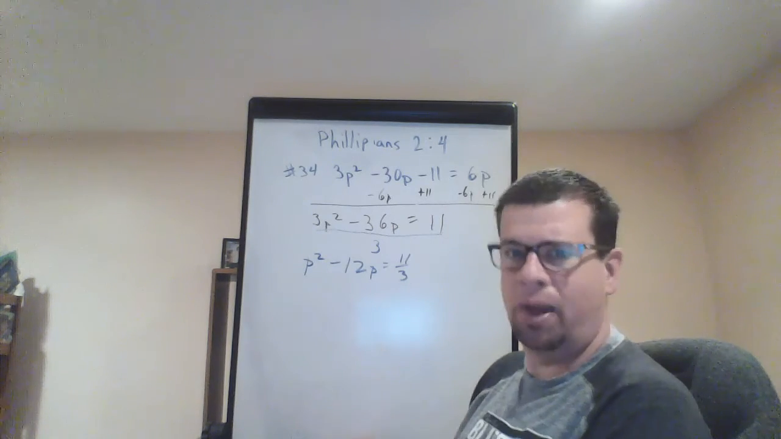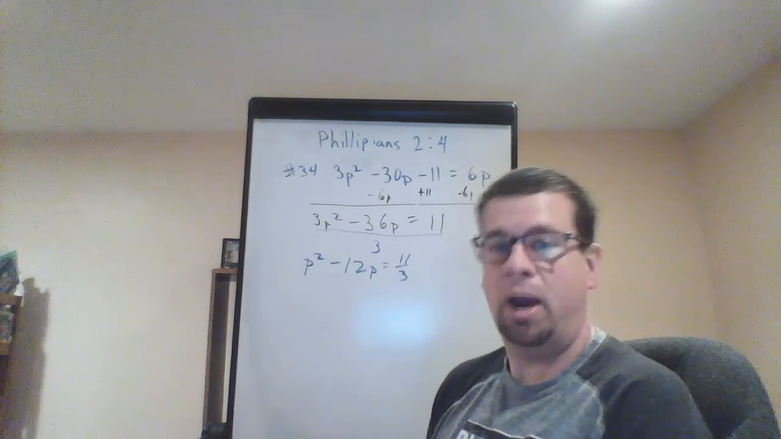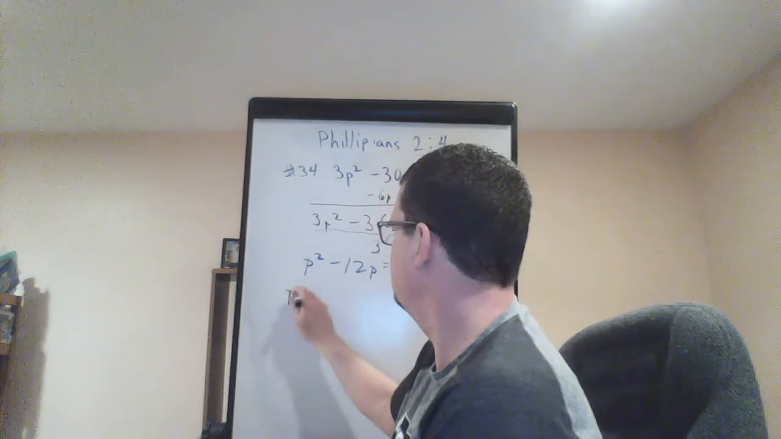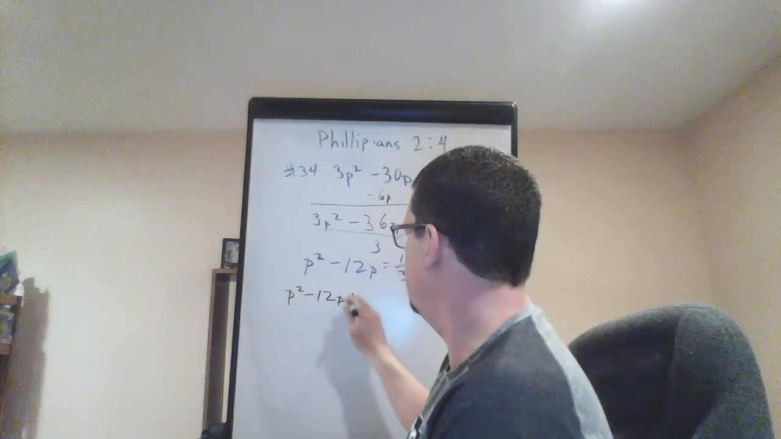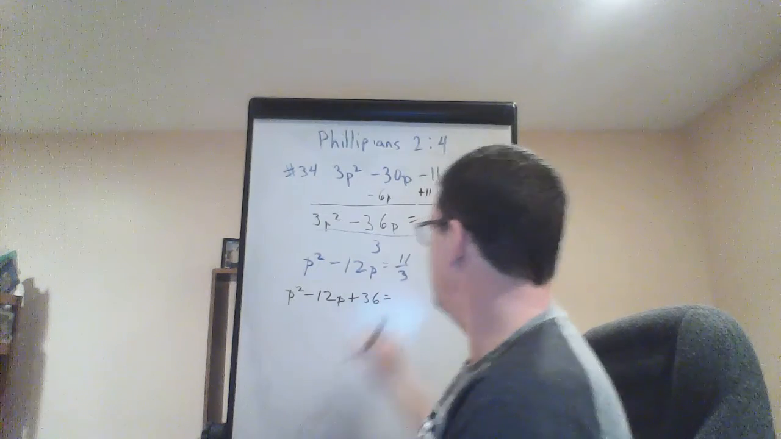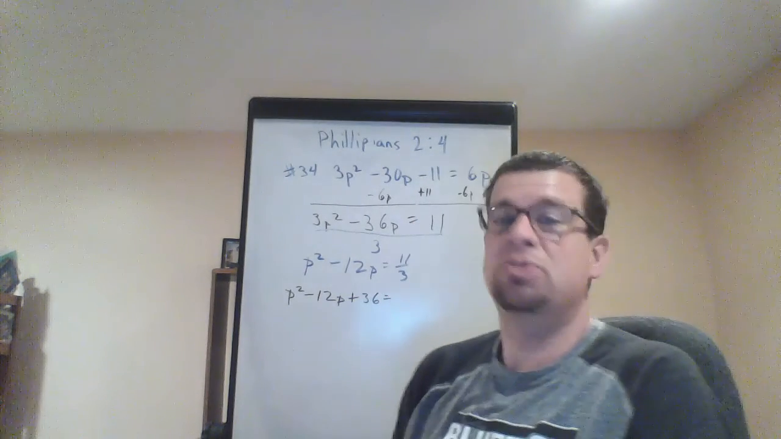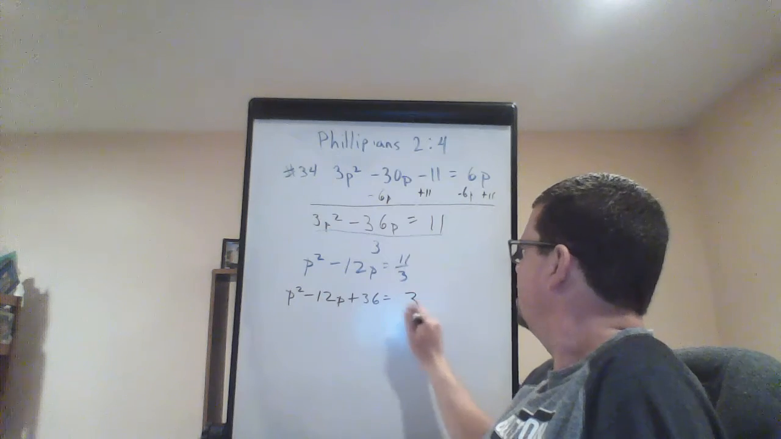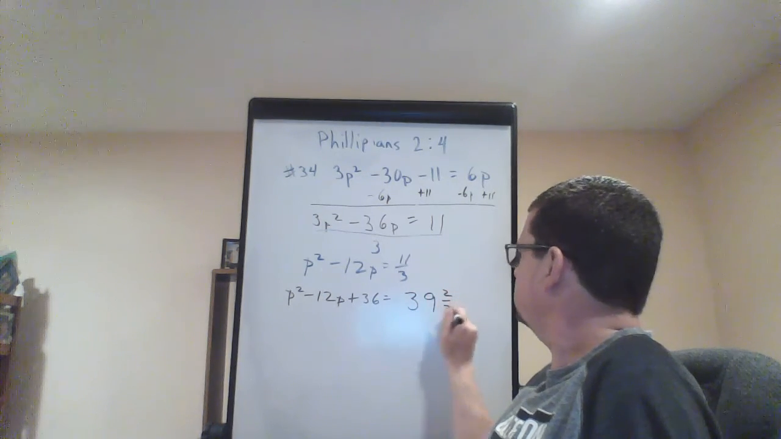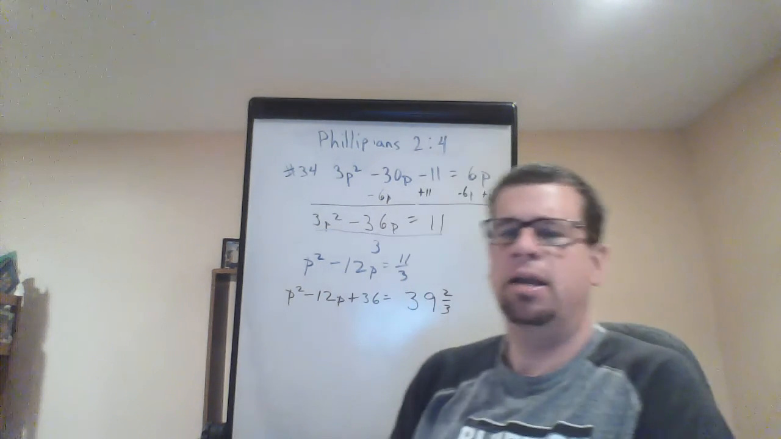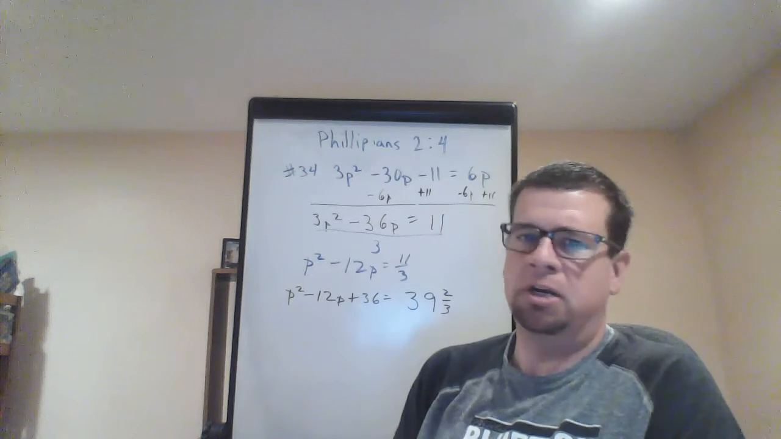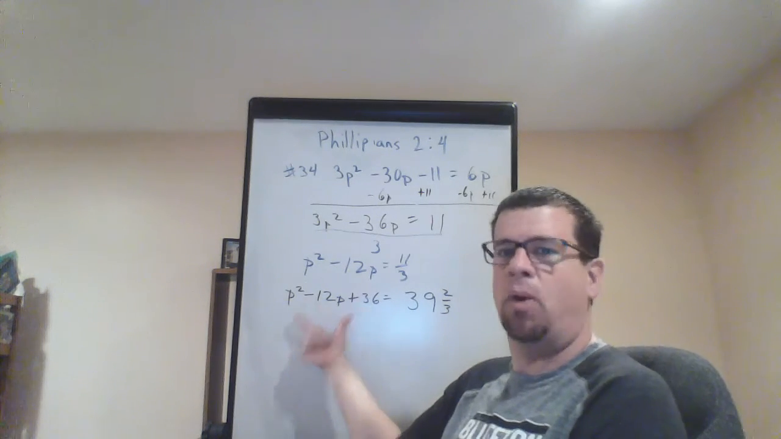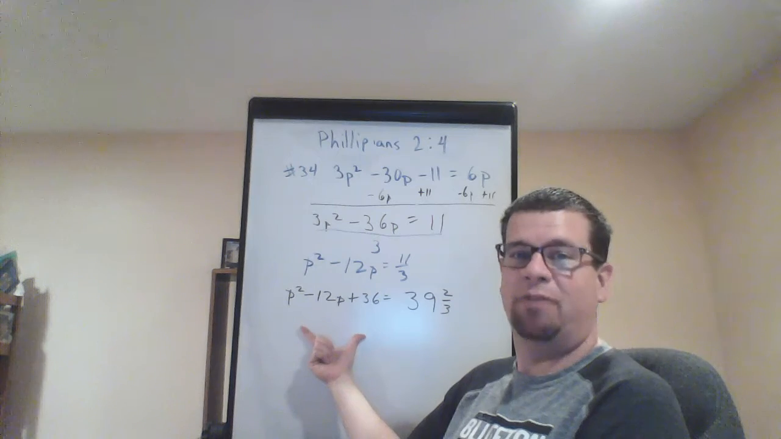I take half of 12, which is 6. I square it, which is 36, and that's what I want to add to both sides. So that gives me p squared minus 12p plus 36 equals, now 11 thirds, that's 3 and 2 thirds. 3 and 2 thirds plus another 36 is 39 and 2 thirds. Yuck. But it is what it is. We just have to deal with this. So now I've made this a perfect square. I have completed the square. I'm ready to factor this thing.